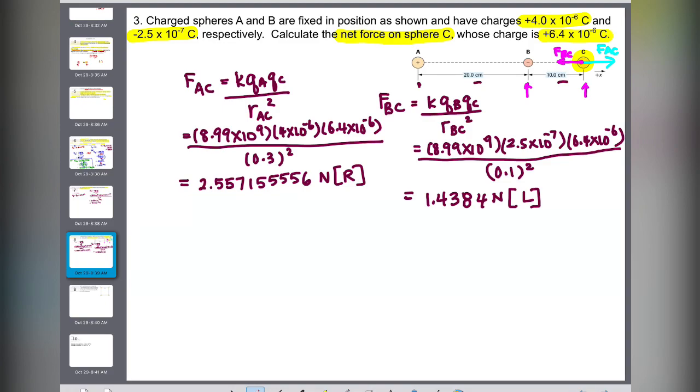So overall, if I have one that's going to the right and one going to the left, I'm going to subtract. The right number is bigger. So the F net, the overall net force, is going to be 2.557 minus 1.4384. So 1.1. So the overall answer, I'm going to keep it in two significant digits. So 1.1 newtons to the right.